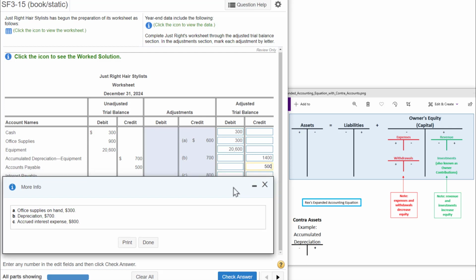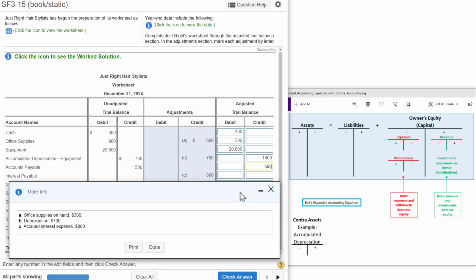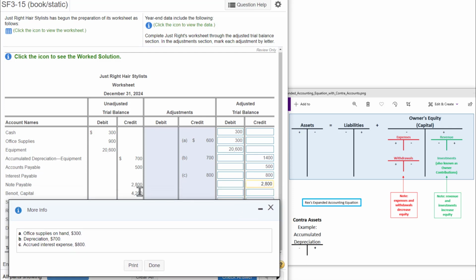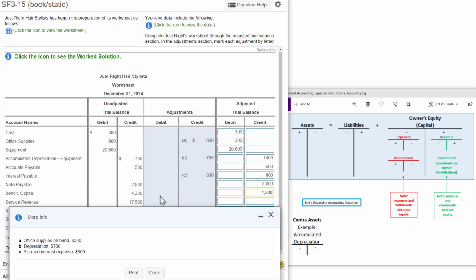Now the most common error in this problem is putting the balance on the wrong side. So be careful. And I might even make the mistake because I do it all the time. We had nothing. We increased interest payable by 800, so our new balance is 800. Note payable does not get adjusted, so it's still 2,800. Capital does not get adjusted. Revenue was not adjusted.